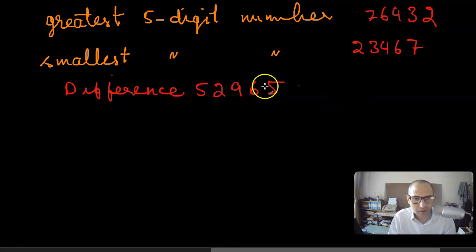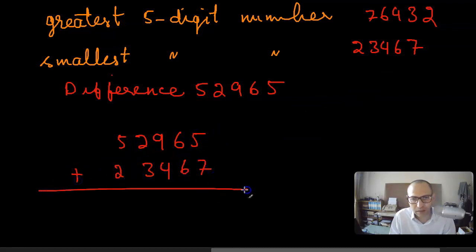Meaning that if you take the difference and add it to the smaller number, you should get the greater number. Meaning 52,965 plus, for example, 2, 3, 4, 6, 7. If you add them, you should get the greater number. So 5 plus 7 is equal to 12, carry 1. 6 plus 6, 12 plus 1 is equal to 13, carry 1. 9 plus 4 is equal to 13, 14, carry 1. 5 plus 1 is equal to 6. And then 5 plus 2, that's 76,432. Okay.